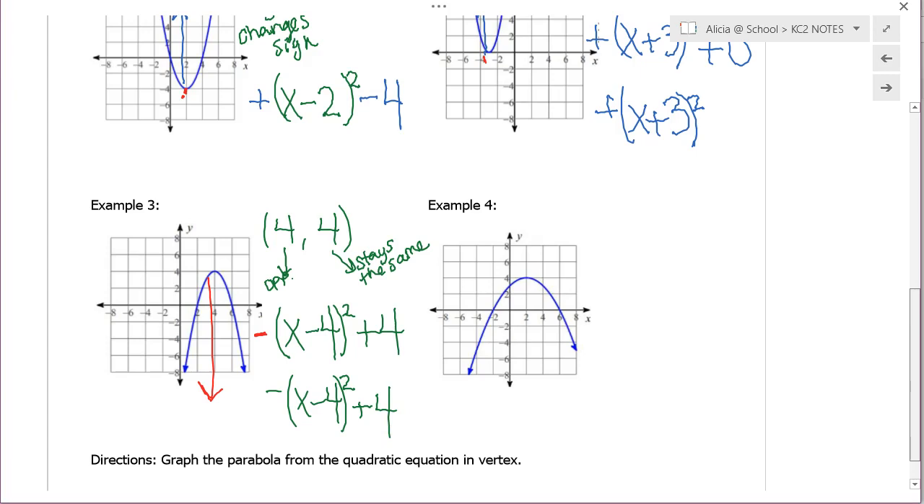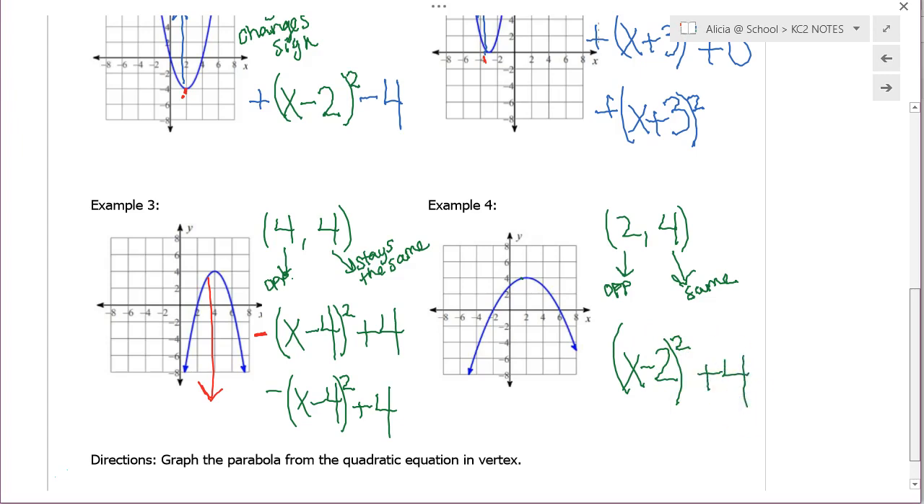Next example, my vertex is at negative 2, 4. Again, this is the opposite, and this stays the same. So when I write my equation, I'm going to write a plus 2, taking the opposite of that, square it. And then I'm going to add 4 because that stays the same. Looking at my parabola again, though, this does open downward, so I do need that negative sign in front.